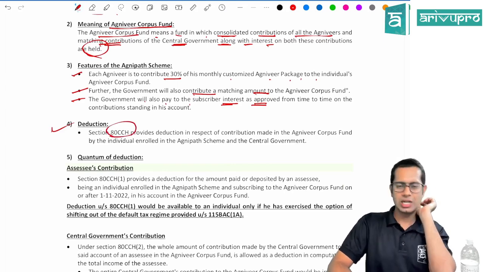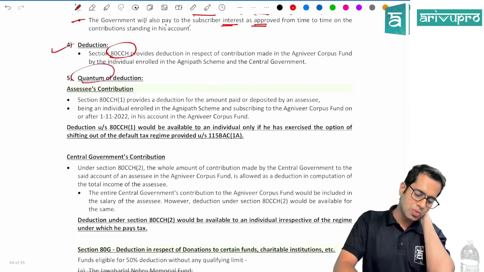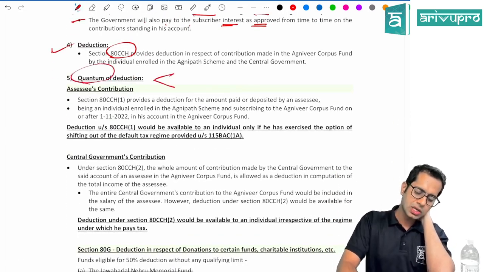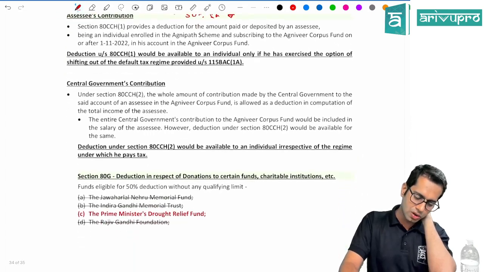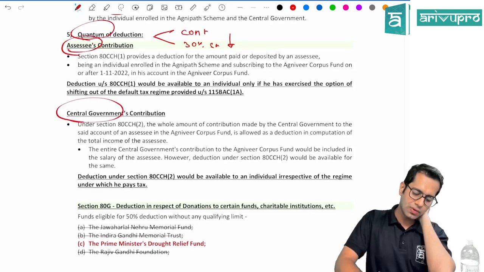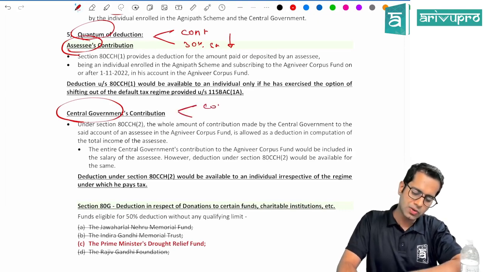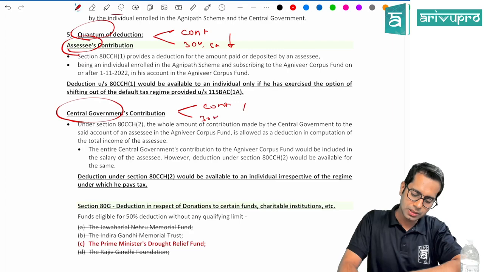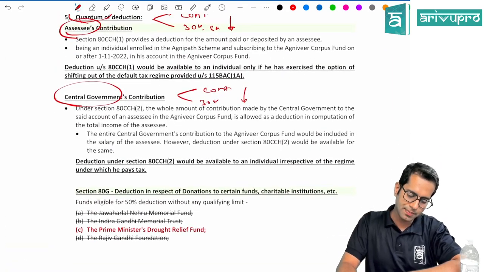The government will also pay an interest as approved by the government. Deduction: whatever contribution has been made is allowed as deduction under section 80 CCH. How much is the amount of deduction, sir? The amount of deduction is your contribution or 30% of your salary, whichever is less. Now please note, this is for the assessee's contribution. Whatever the government is contributing, for that also you can claim deduction. Same, however much contribution is made or 30%, whichever is less. This is all about the Agnipath scheme.